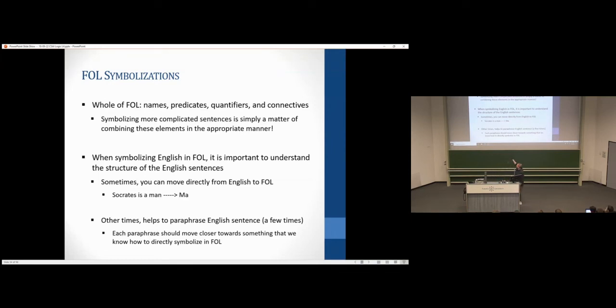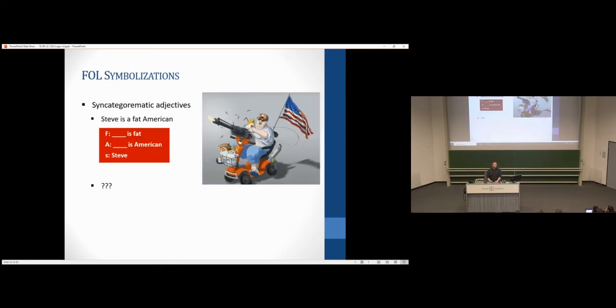Sometimes that'll be really easy. Sometimes it'll take a little bit of work. And what I want to highlight is, let's say, 6 things about paraphrase. The first one has to do with when we might use conjunction. So, here's Steve. Steve is a fat American. I love this picture. So here's our sample symbolization key. We have F for fat, A for American, and little s for Steve. How would we symbolize Steve is a fat American? How would we express this in FOL?